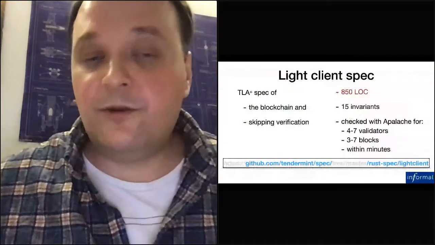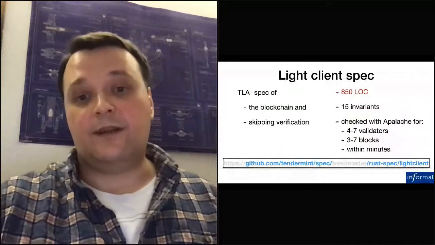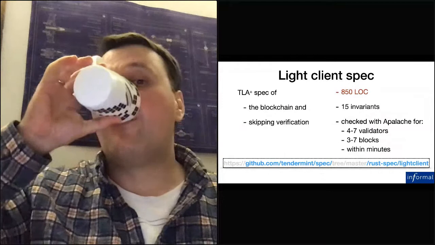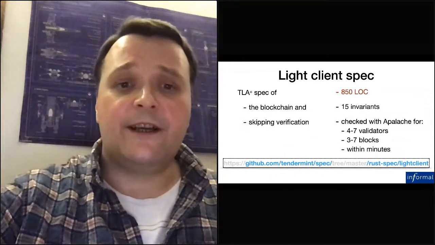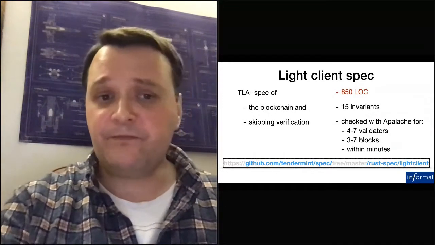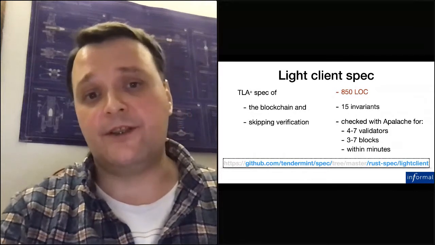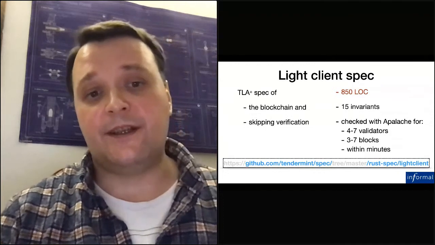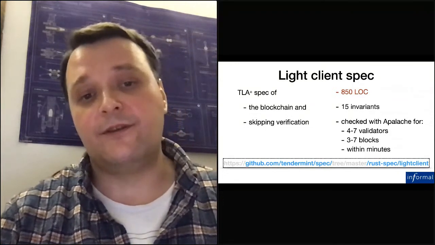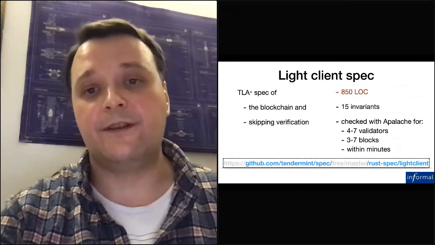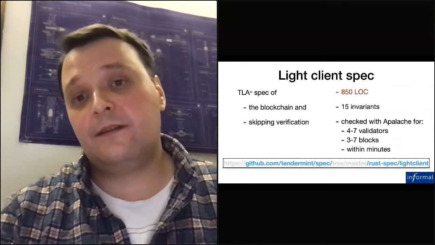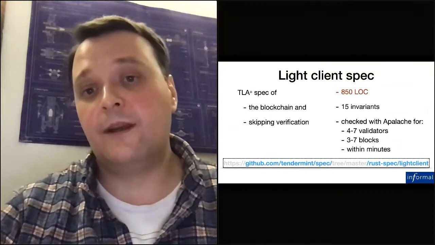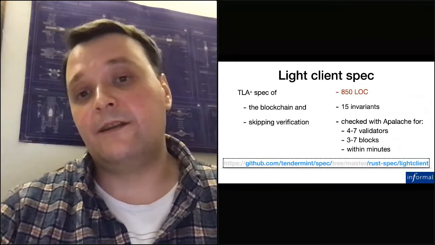So I'm not giving you the details of the Light Client specification. You can check it on GitHub, because it would just take too much time. What's essential here, we have the specification of the blockchain, and this specification is very close to what I have just shown you. And then we have a specification of the skipping verification that does bisection. I'm not going into details here. It's quite a reasonable specification, just 850 lines of code. So I find it quite readable.